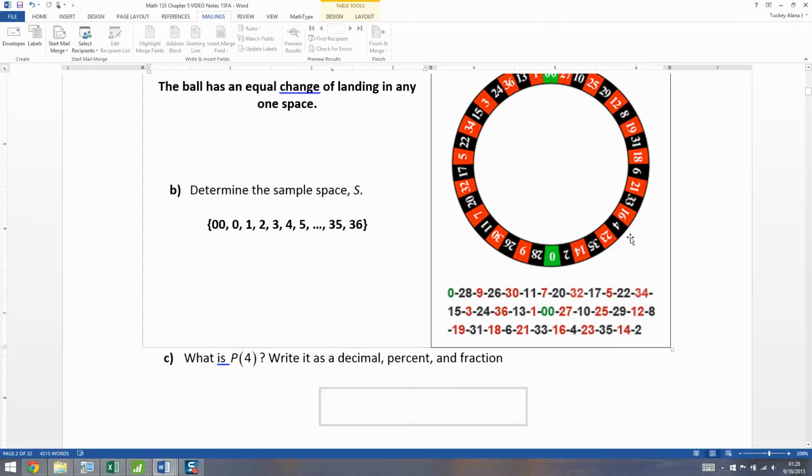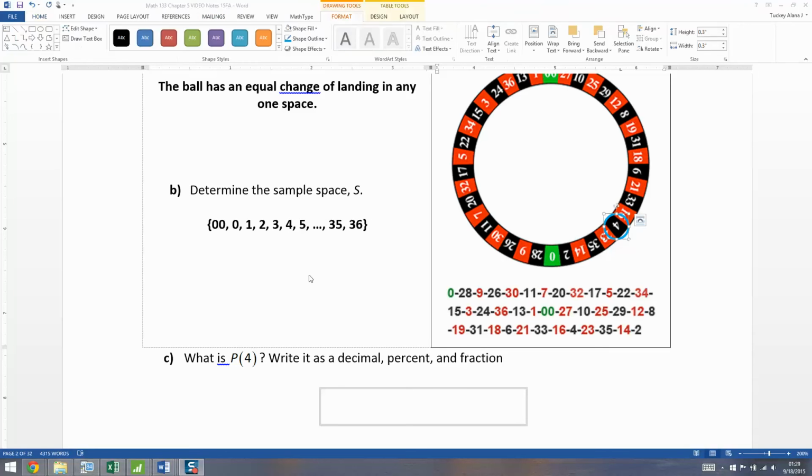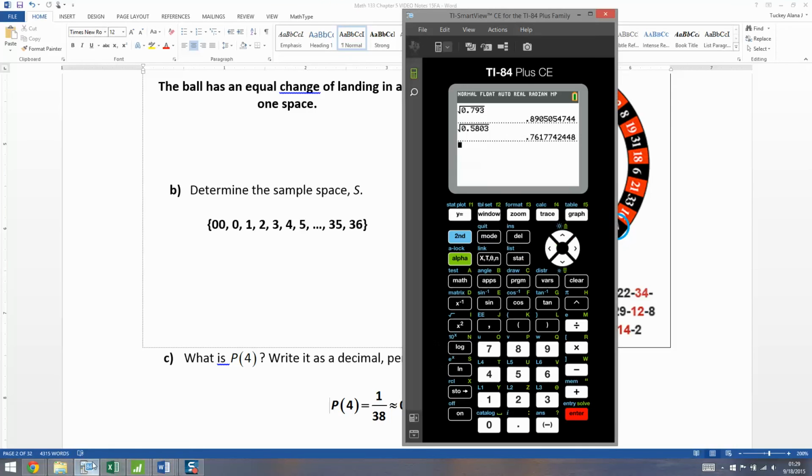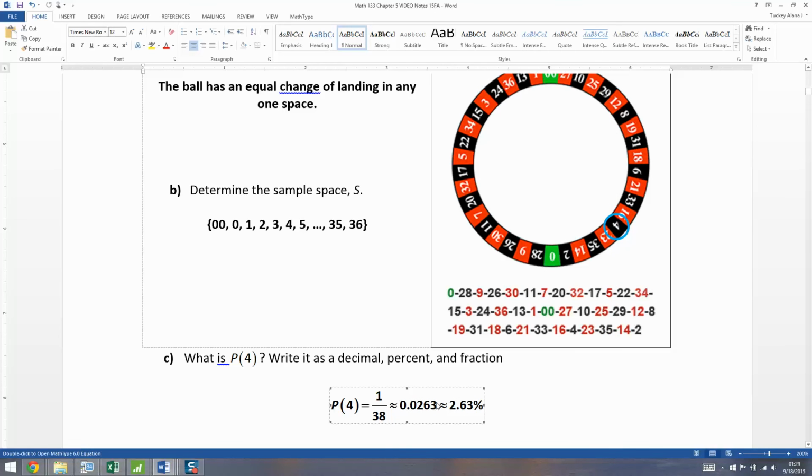4 is right over here on this right-hand side. So let me give it a little circle. There it is right there. That's slot 4. So what's the probability that the ball will land in that particular spot? Well, there's one spot with a 4 on it out of 38 total. So that would get you 1 out of 38, which if you grab a calculator, you can see is 0.0263 and some change. So I just rounded it to 0.0263 or 2.63%.